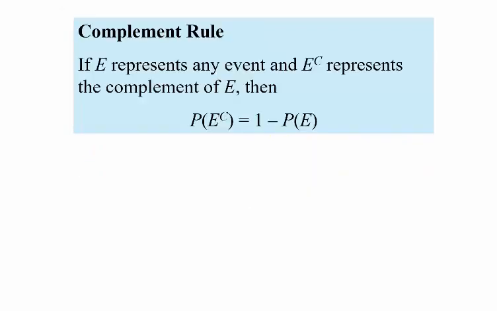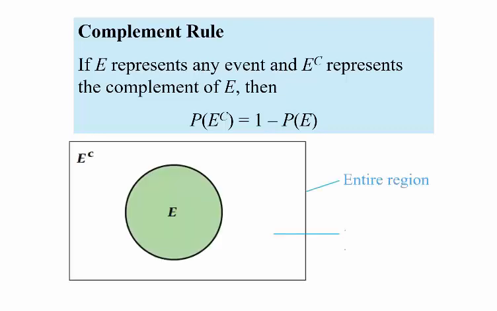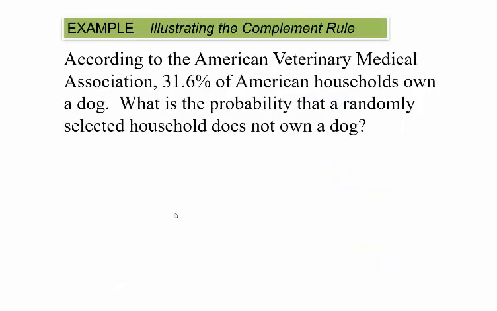Okay, we actually have a very simple rule. If E represents any event and E^C represents the complement, then if I ask you to find the probability of the complement of E, it's just equal to 1 minus the probability that E will happen. You can see this is the entire region. The area outside the circle represents E^C, and this E right here represents just the event E.